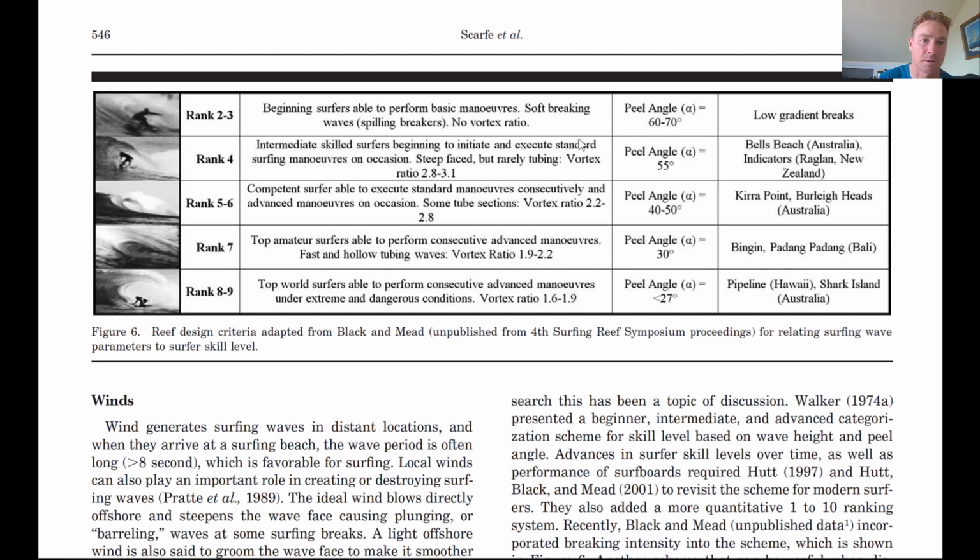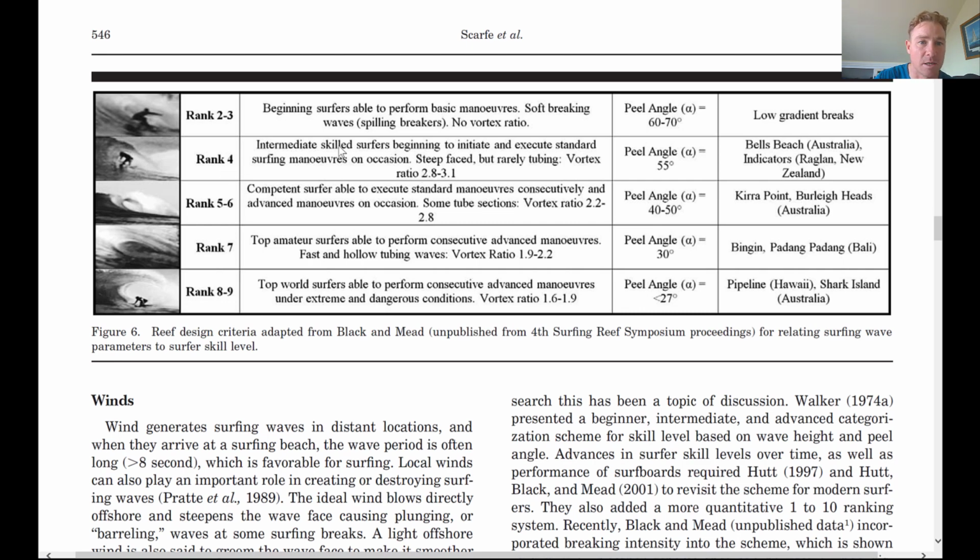And so here on screen, I'm showing this 2003 study showing the different ranks or levels of surfers: rank 4, rank 5, 6, rank 7, rank 8, 9, and the vortex ratio increases. Vortex ratio decreases.